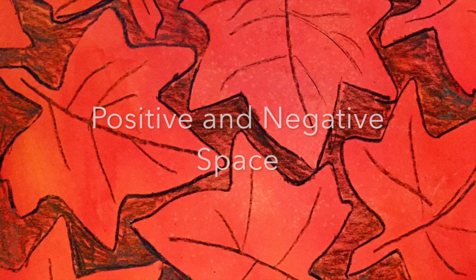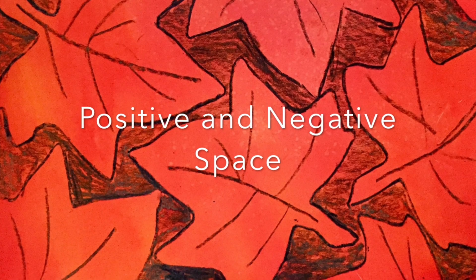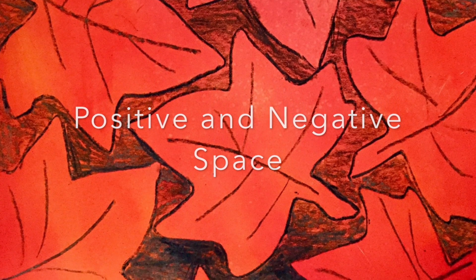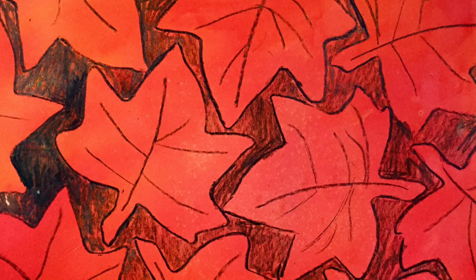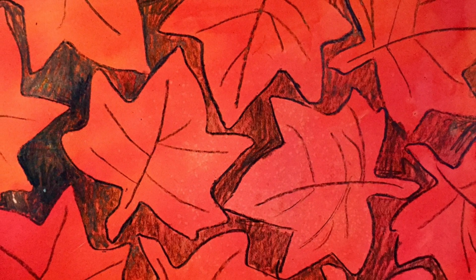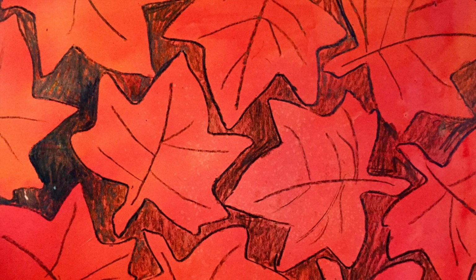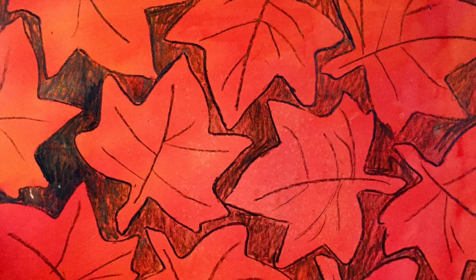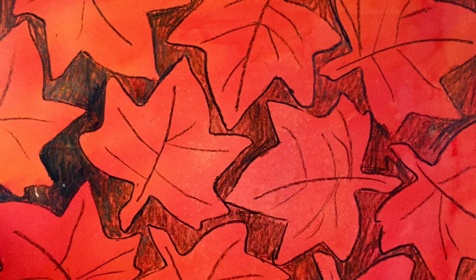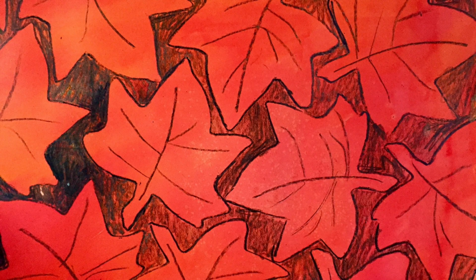Today, we are going to be learning about positive and negative space. As we know, space is one of our 7 elements of art. In today's composition, we can see that the positive space are the leaves. Positive space is the main subject matter of the composition. Then we can see that the black space in between the leaves is the negative space. Negative space is what is around or surrounding the positive space.